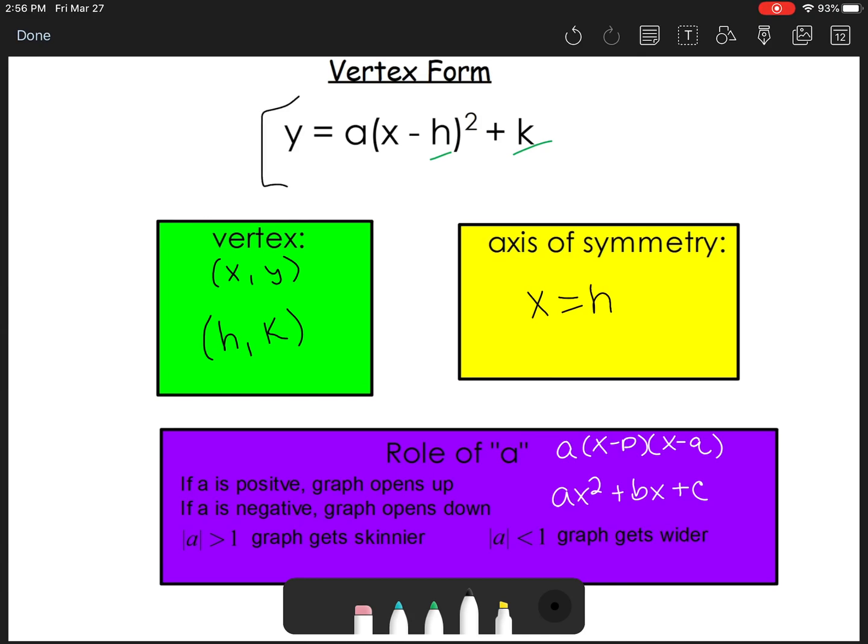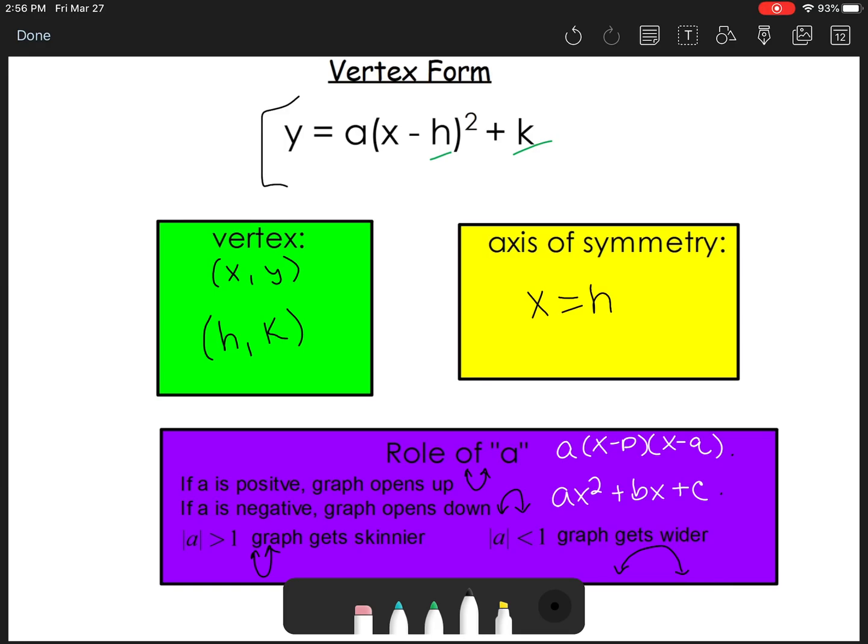The role of a is going to be the same as it was with our factored form and our standard form. So if a is positive, our graph is still going to open up. If a is negative, our graph is still going to open down. As a gets larger, our graph is going to get skinnier or more narrow. And as a gets smaller, our graph is going to get wider. So that part hasn't changed at all.